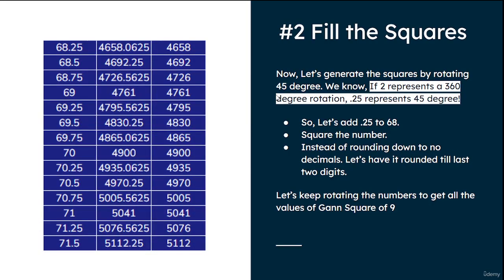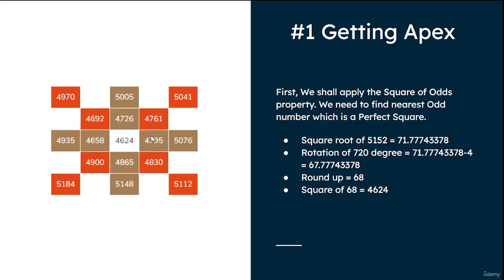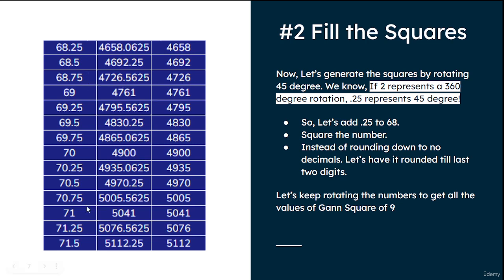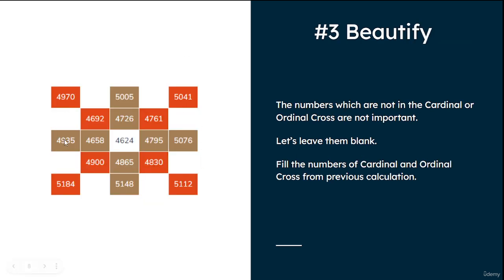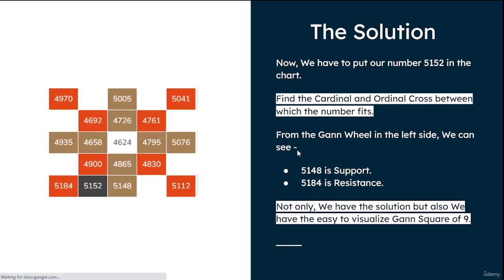Let's generate the squares by rotating 45 degrees. So let's add 0.25 to 68. So this is 68 square, this is 68.25 square, this is 68.5 square, this is 68.75 square. Like this, we are filling up all the cardinal and ordinal crosses. Now place 5152. You can easily see 5142 is the support and 5184 is the resistance. Not only do we have the solution, but we have an easy way to visualize Gann square of 9 here.